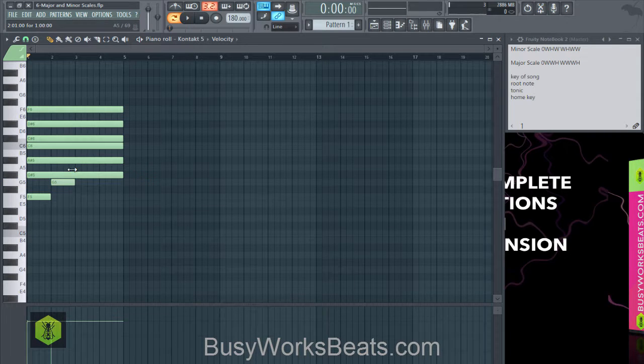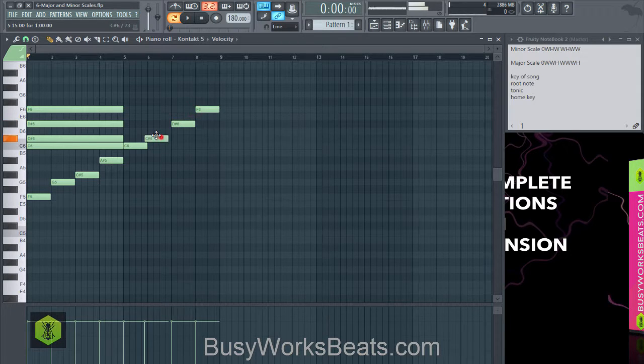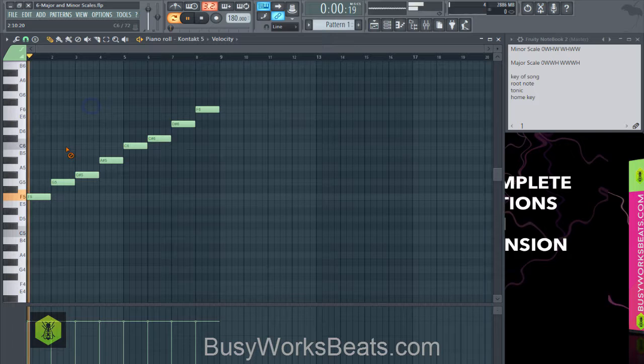let me see if we could do this. Let me do it easier. This is the minor scale. And all a scale is, is a sequence of notes which we want to hear. That's all it is. So if you ever get confused, just remember it's just a sequence of notes in a specific order.